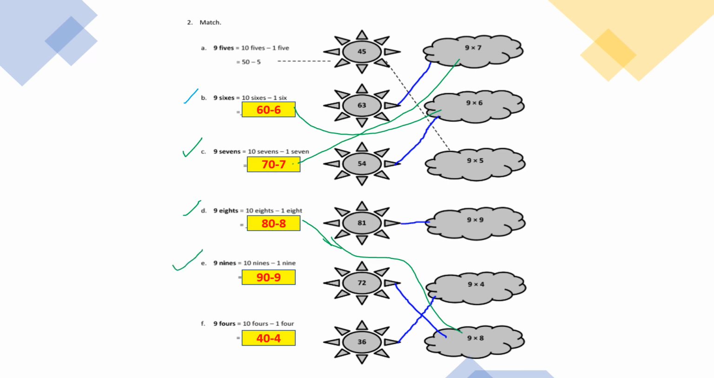9 nines, which is 9 times 9. So we're going to draw a line from here to here. And then F, we have 9 fours, which is 9 times 4. And we're going to draw a line from here to here. Okay, so I drew the lines from the equations to the clouds. And I've already shown where we drew a line from the sun to the cloud. So there should be a line going from the equation to the cloud, and then another line going from the sun to the cloud.